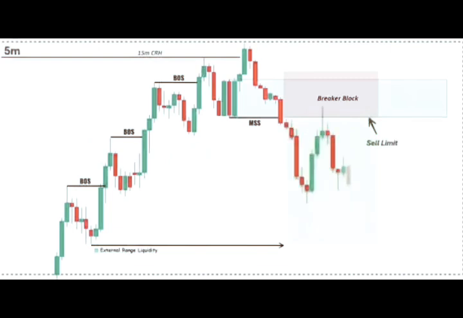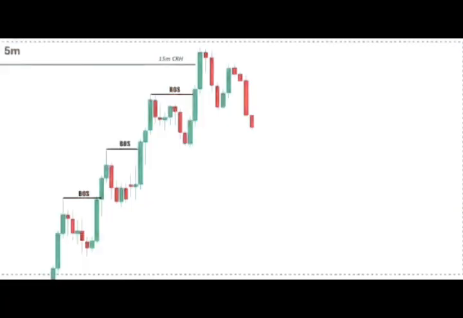Now, keep in mind, this is different from a mitigation block because with a mitigation block, we look for a lower high, not a higher high. So for a valid bearish mitigation block, price must first create a swing high, then a swing low, followed by a lower high. After that, we need to see a strong bearish displacement that breaks below the previous swing low.